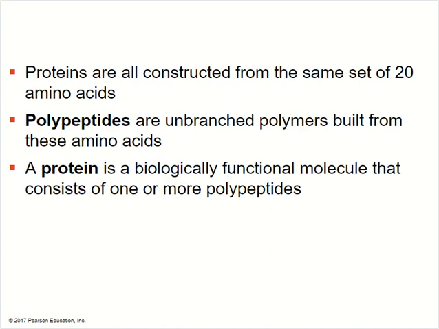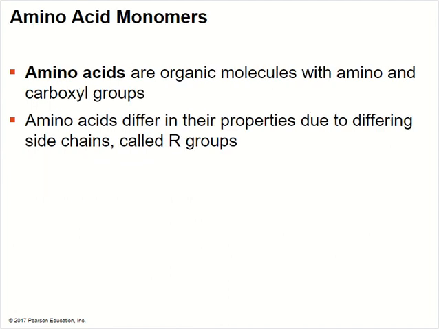Proteins are constructed from the same set of 20 naturally occurring amino acids. Polypeptides are unbranched polymers built from these amino acids. A protein is a biologically functional molecule that consists of one or more polypeptide chains. Amino acids are organic molecules with amino and carboxylic groups. The 20 naturally occurring amino acids differ in their chemical properties due to differing side chains called R groups.